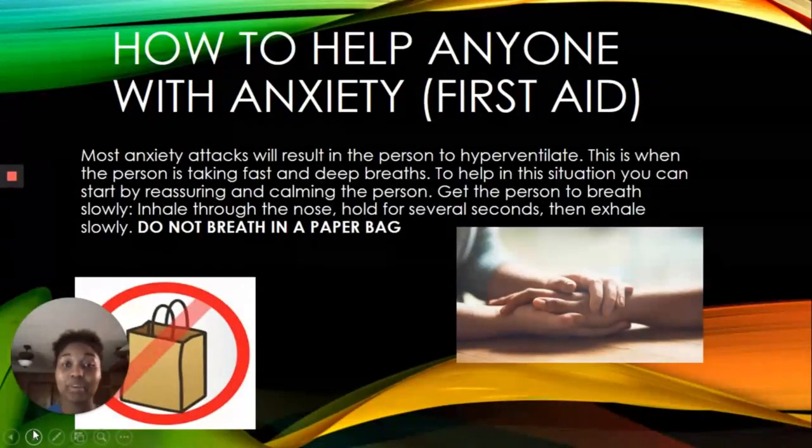The second thing you can do is to help get their breathing rate down. Do this by helping them breathe in slowly. Inhale through the nose, holding for several seconds, and then exhaling slowly. Do not breathe through a paper bag. We see this in movies and sometimes think it's a good idea. It's actually highly not recommended.